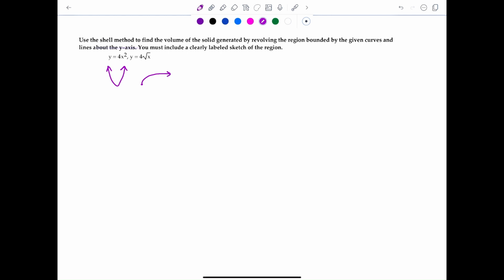So let's go ahead and find their intersection. That should always be your first move, okay? So let's find the intersection for the two curves, then we can draw the region, then we'll worry about spinning it, then we'll worry about the shell. But this is step 1. So let's set 4x squared equal to 4 rad x. How to solve? Just divide by 4 on both sides.